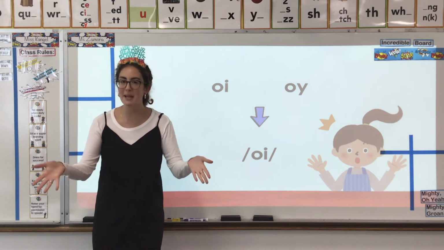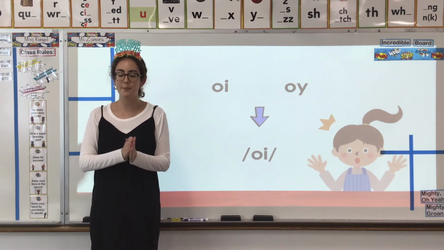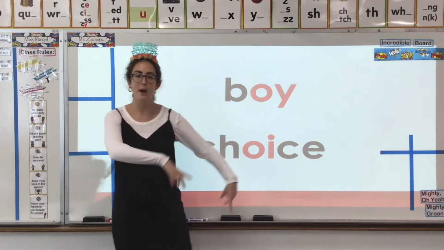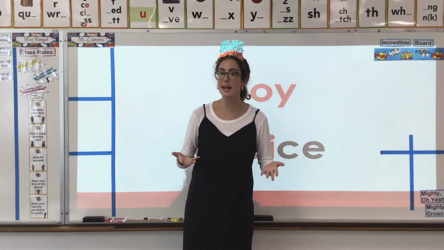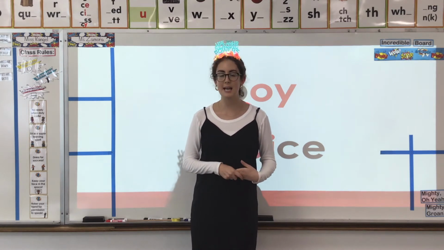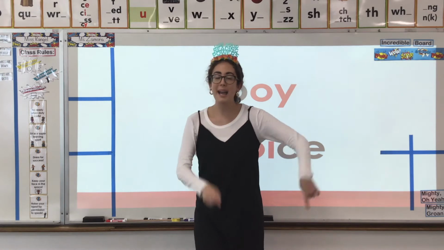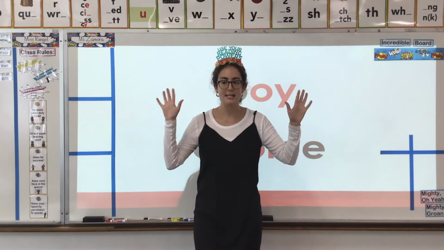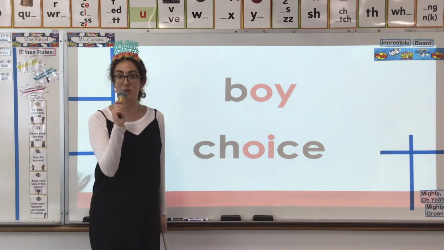So before we get spelling, we need to keep practicing decoding and reading. So we're going to have two words pop up. Once we decode these words, we're going to use them in context and read them within a sentence. So remember, where we see O-I and O-Y, you're going to read the oi sound. Okay, let's see. Can you read these two words?